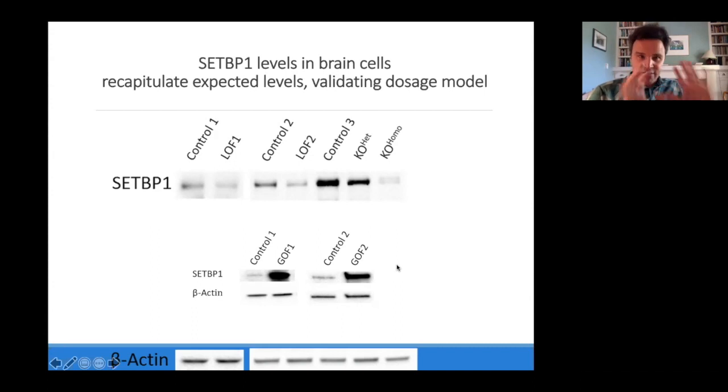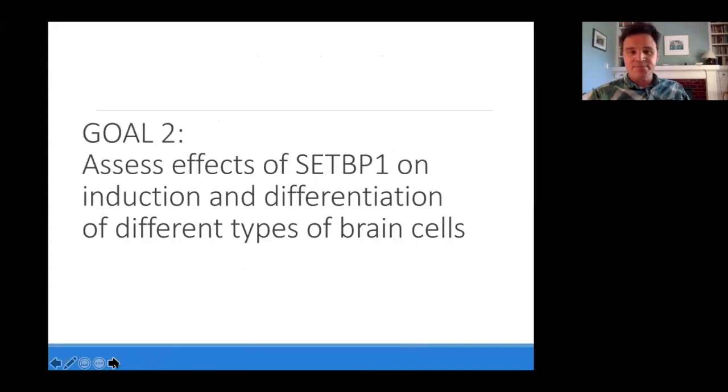So we think we have a good model of the disease, and that there are in fact mirror images, at least at the proliferation level, which I just showed, and at this protein level, which I'm showing here, just to give you an example. This validates that this model could be useful for our studies.